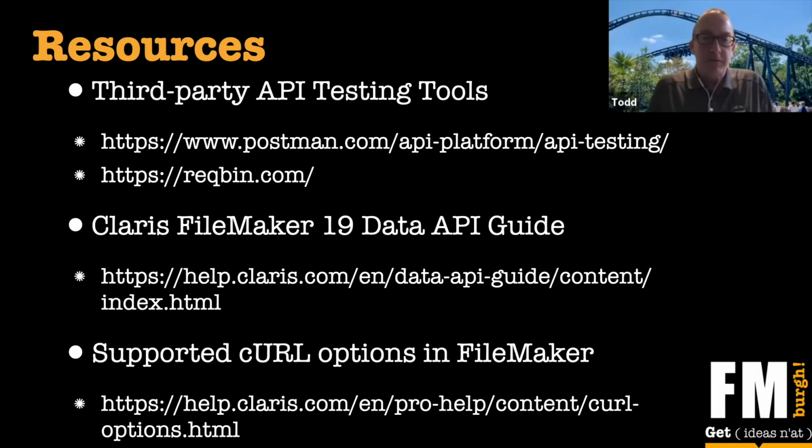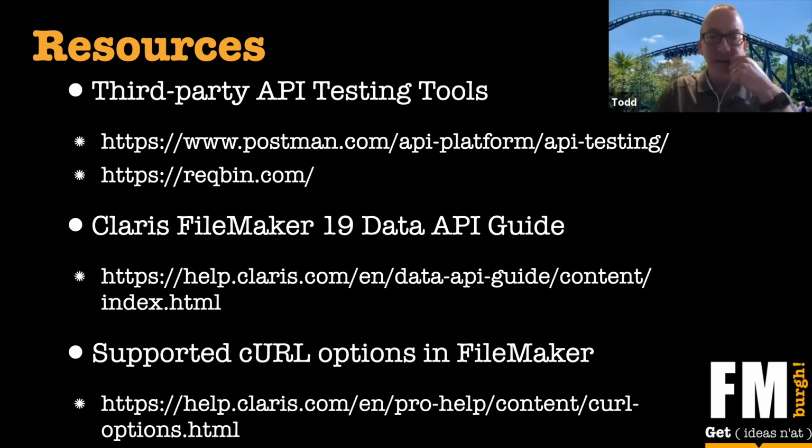So here's a list of the resources that I used, in addition to doing a lot of Googling of things and checking out the various FileMaker forums for guidance on things. But there's the links to the two API testing tools that I had used at different points. Like I said, with Postman, it has both the online and then the local version that you're able to use.